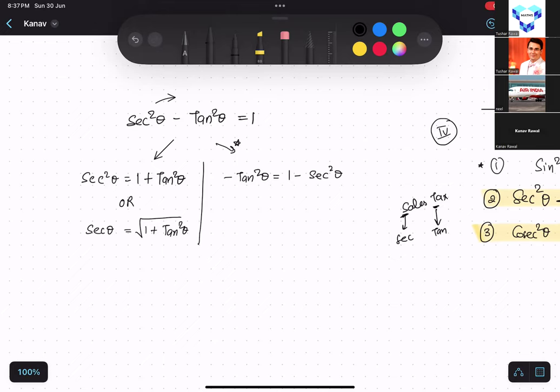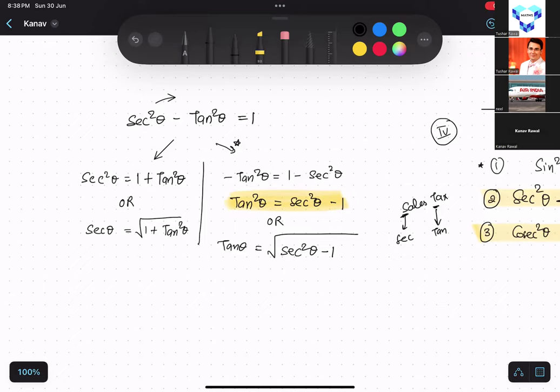Now, if I shift this minus to the other side, what will happen? It will change the sign. So sec square theta will become positive, minus 1. This is super duper important. Students find it very difficult to understand this. So another formula will be tan theta equals to root of sec square theta minus 1.